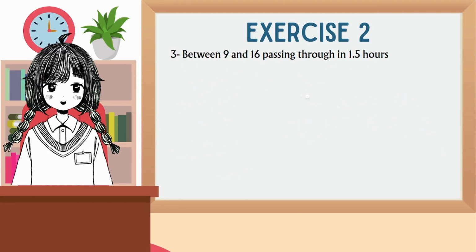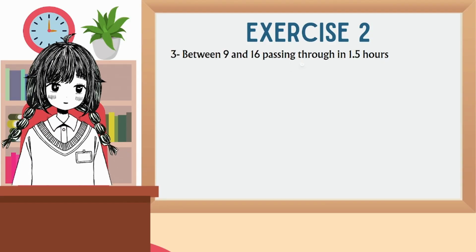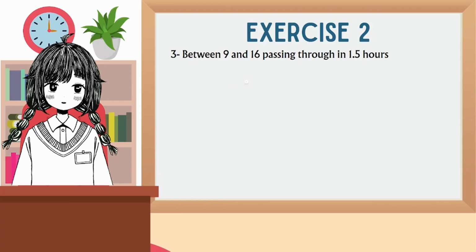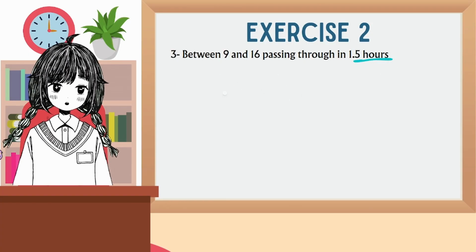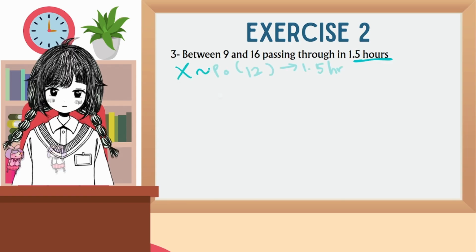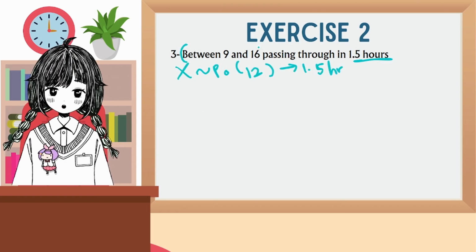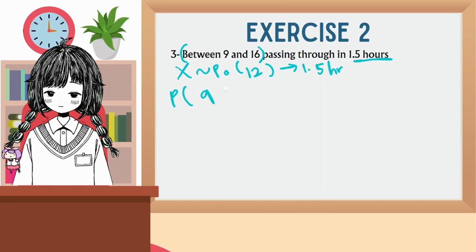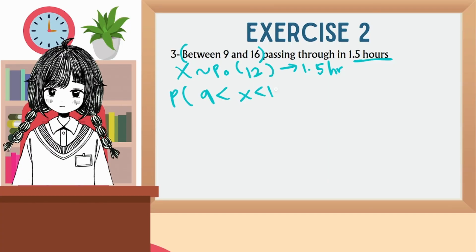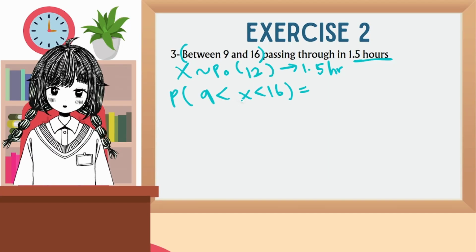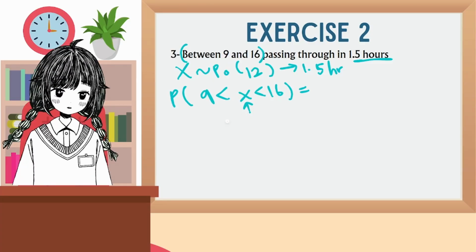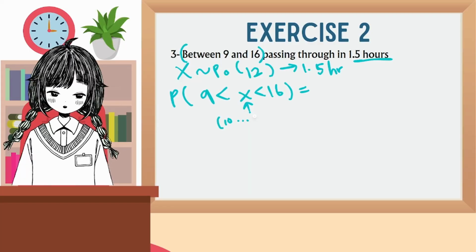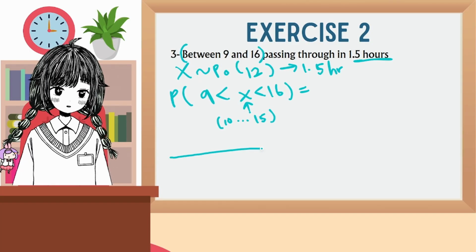So the final question is between 9 and 16 passing through in 1.5 hours. It asks for 1.5 hours, so we can use the original Poisson. It has between 9 and 16, so it will look like this. Since it is between, it wants X from 10 until 15. Draw the graph.